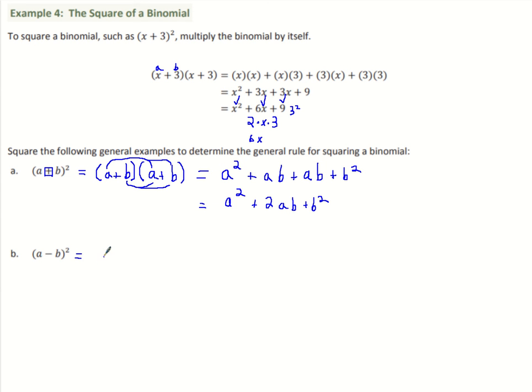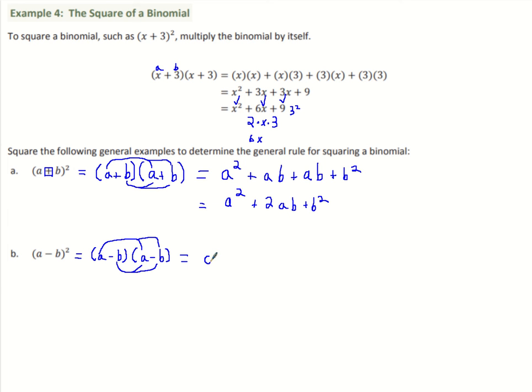A minus b squared means a minus b times a minus b. Once again, same as before, we're going to use our double distributive. So my a times my a times this minus b, my minus b times my a, and my minus b times this minus b over here.